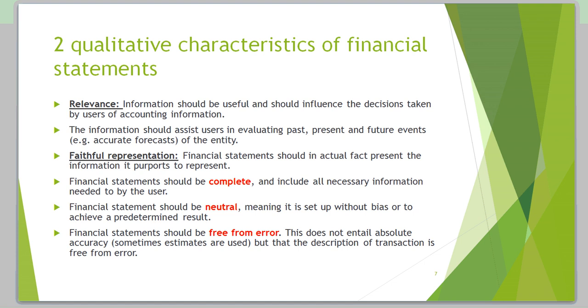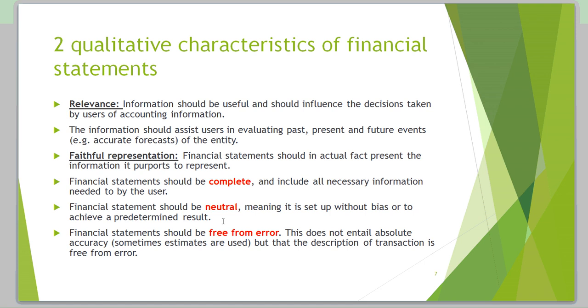Then we also have faithful representation. Financial statements should be of actual fact, and they should present the information that it purports to represent. So it should not contain any lies. Then they say financial statements should be complete and include all necessary information needed by the user. Then it should also be neutral, meaning that it is to be set up without any bias or to achieve a predetermined result. And people often try to do this.